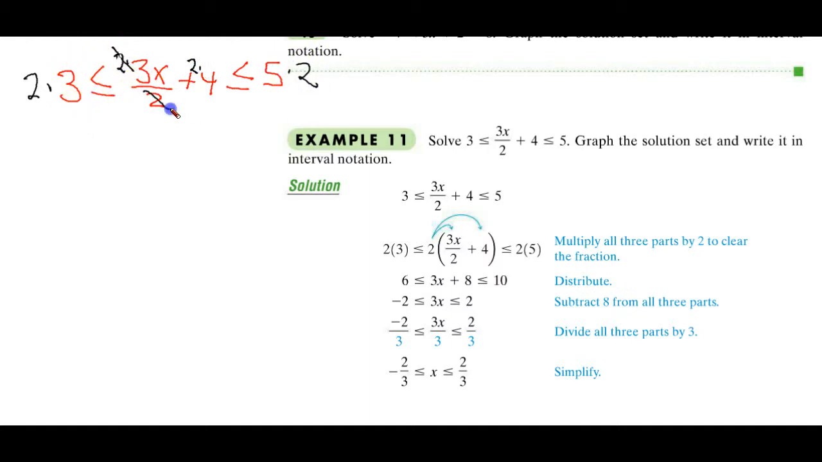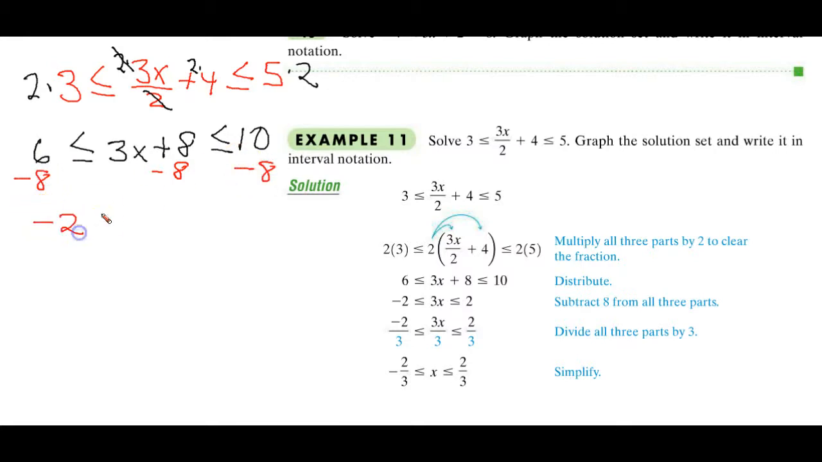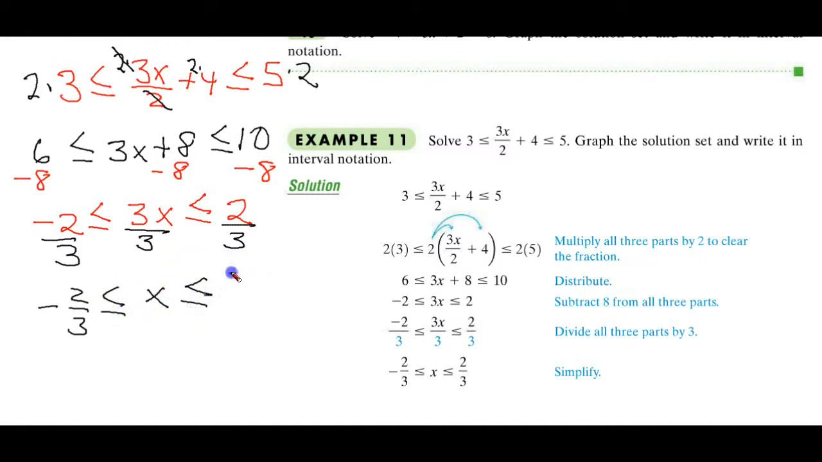So here the 2's cancel out, and we then get 6 is less than or equal to 3x plus 8 is less than or equal to 10. So all we did is get rid of that 2 by multiplying each term by 2. So now we want to isolate the x. We're going to subtract 8, subtract 8, subtract 8. We now get negative 2 is less than or equal to 3x is less than or equal to 2. And now we're going to divide everything by 3. And we get negative 2/3 is less than or equal to x is less than or equal to 2/3.